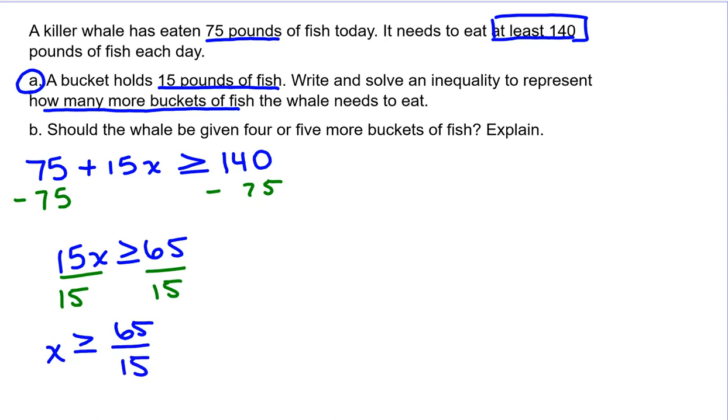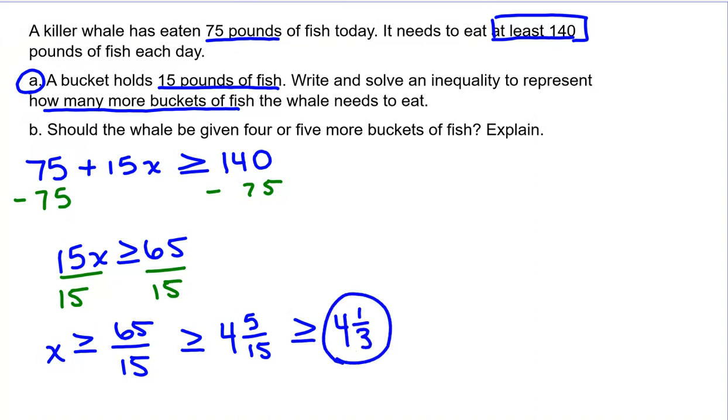Now we want to get this into lowest terms. So 15 goes into 65 4 times with a remainder of 5 over 15. And this can get even smaller. So we have 4 and 1/3. So that's how many more buckets he needs.